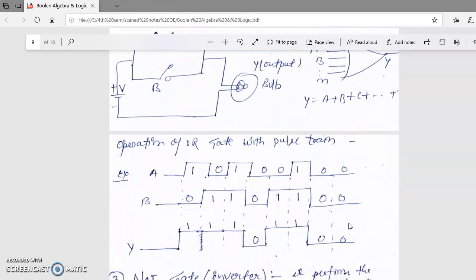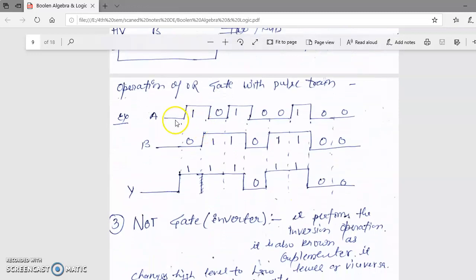What is the OR gate pulse train? If we have A and B in this form, 0 0 1 0 0 1 1 1, that is 0 0 0 1, next 1 1 0 0 and 0 0. In the OR gate, if all the inputs are 0, we get the output at low level, or 0. So it is clear, that is 1 1 1, this is 0 1 1 0 and 0. Okay student, I hope that is very clear.